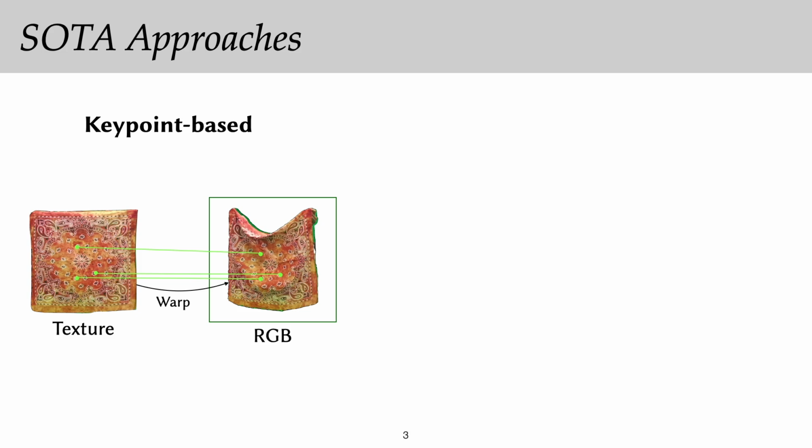Traditional methods rely on keypoint matching between the RGB image and the template texture. From these correspondences, a warp is estimated and the deformation can be solved in closed form. Such methods achieve real-time performance, but they can struggle when correspondences are noisy.